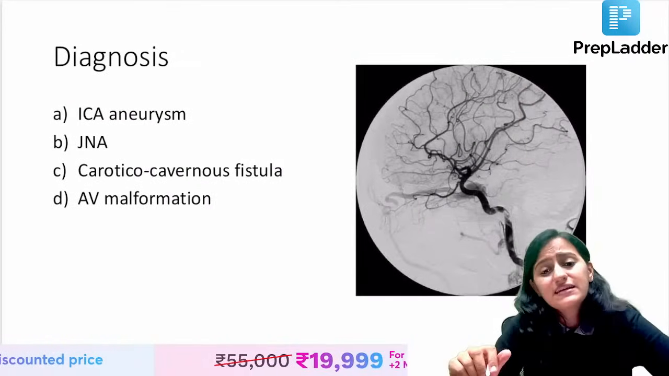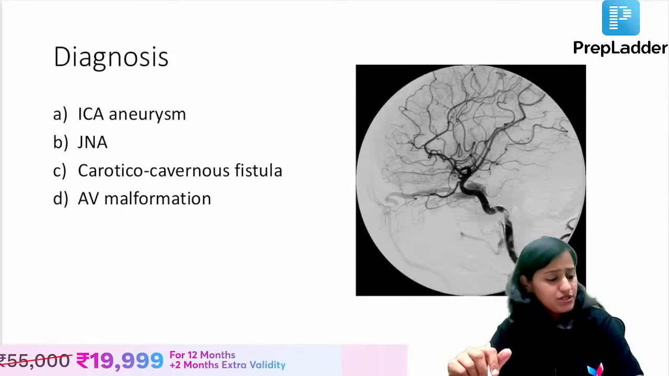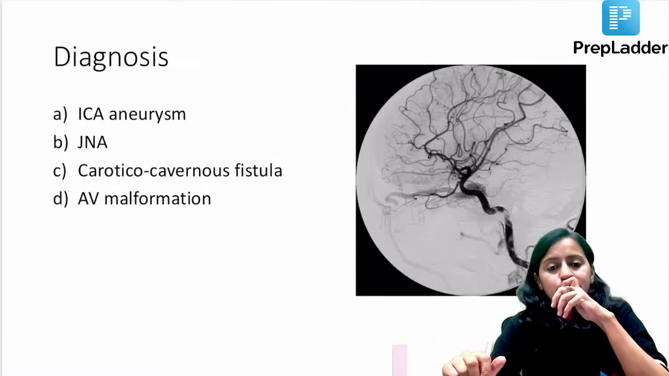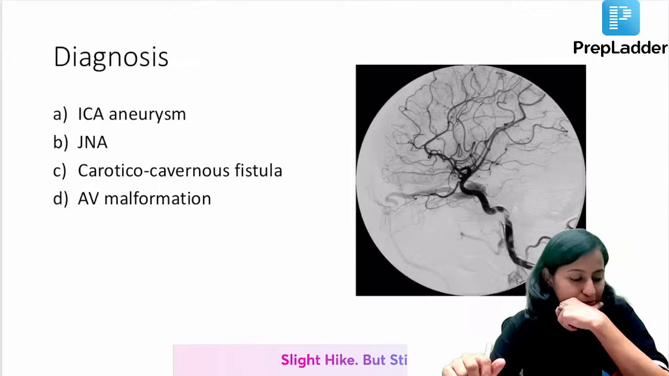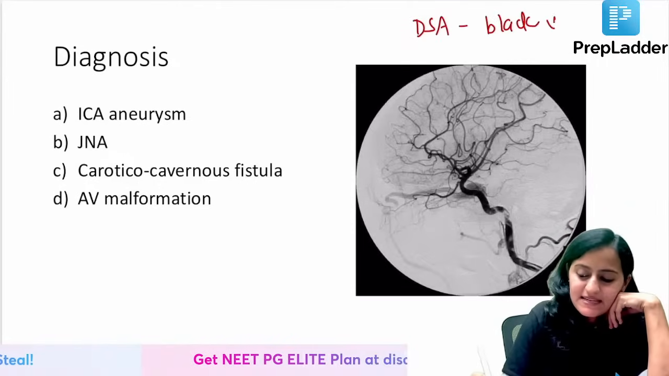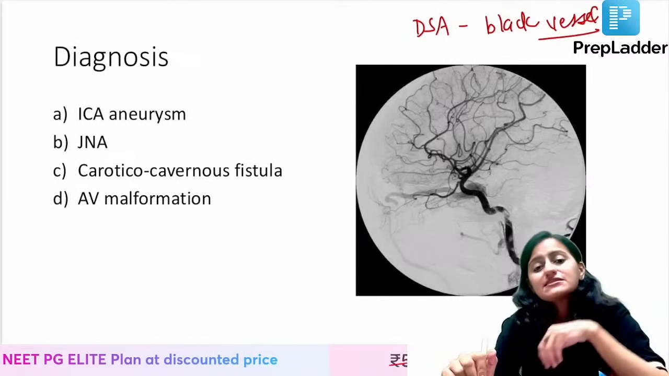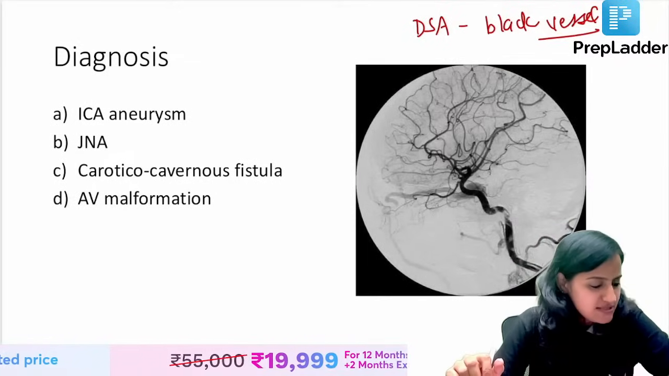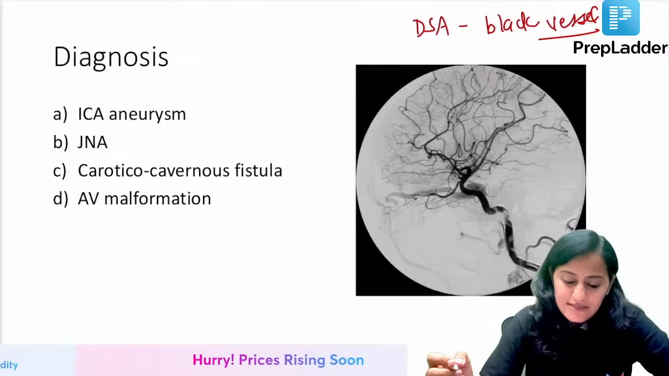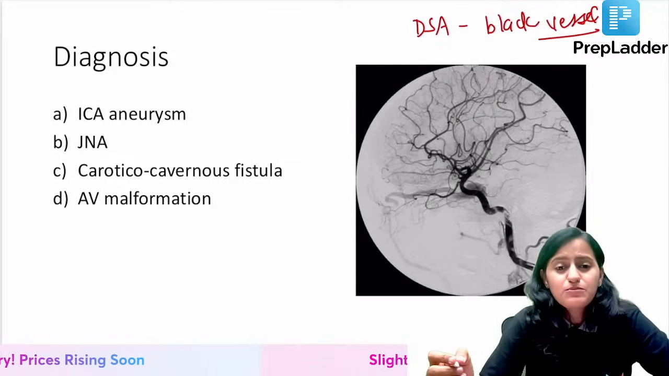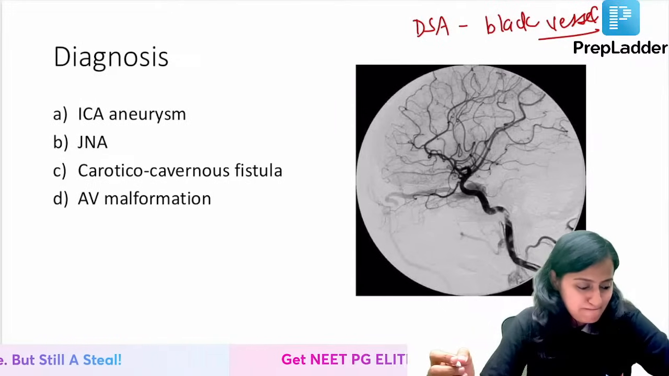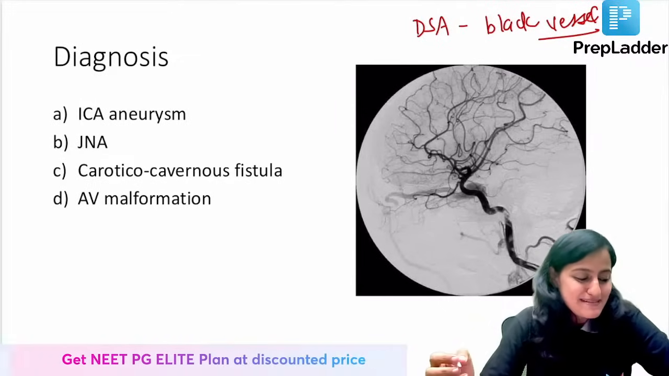Going to the next one, what do you think is the diagnosis? First tell me what is the investigation which is shown here. What investigation is this? Very good. This is DSA. If you see the black vessel like this, it's a DSA, digital subtraction angiogram. And what is the diagnosis, guys? Is it ICA aneurysm? Is it JNA, angiofibroma, carotico-cavernous fistula, or AV malformation? What is this? Right, so I'm getting mixed answers here.